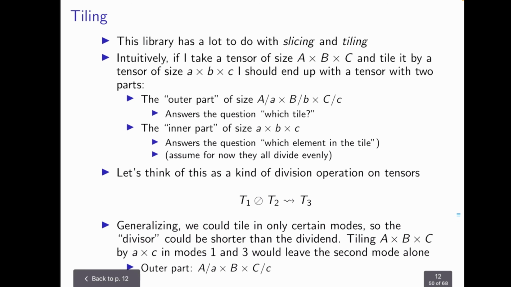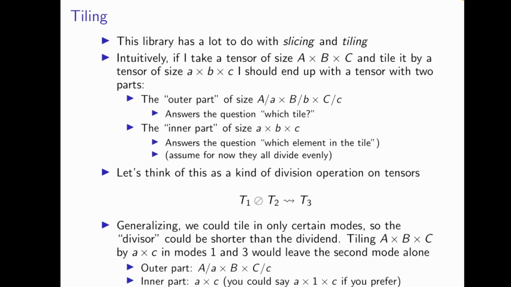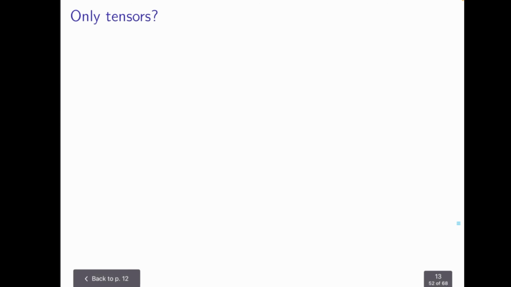In this example, suppose I really only care about tiling in the A and the C modes. I could think about it as the outer part having A over A, C over C, answering the question, which tile are we talking about? And then the inner part is just the coordinates A and C. You could insert an extra unnecessary 1 in there if you want, so it's of size A by 1 by C. Okay. But this is important in CUTLASS.